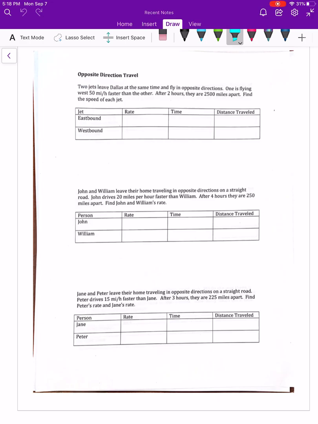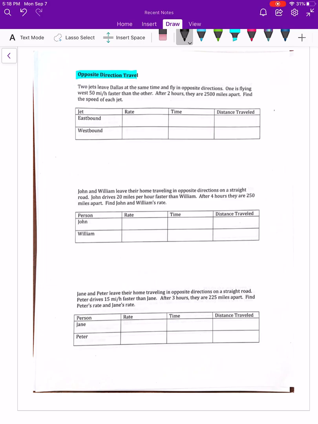All right. Our last video for 3-6 of different types of problems is going to be opposite direction travel. So it's kind of like what it sounds. You've got two planes or two people, and they go in opposite directions. So let me kind of explain to you.